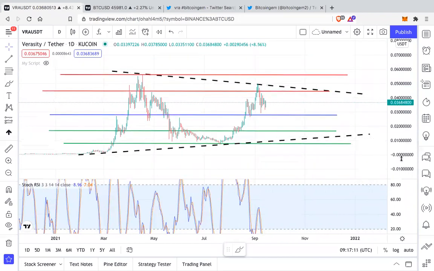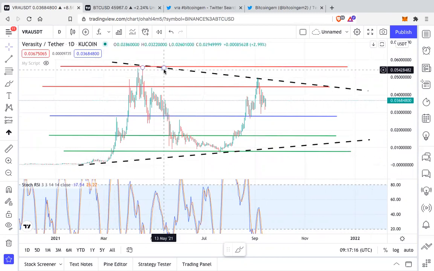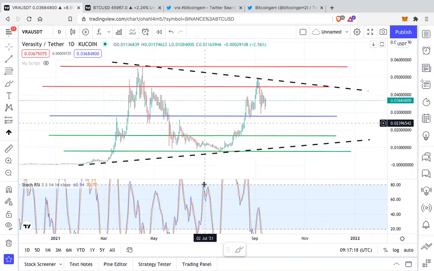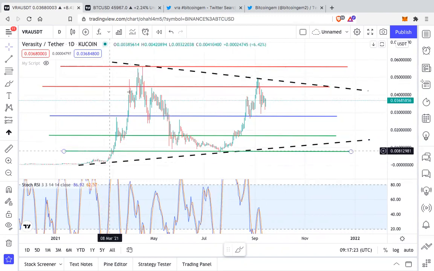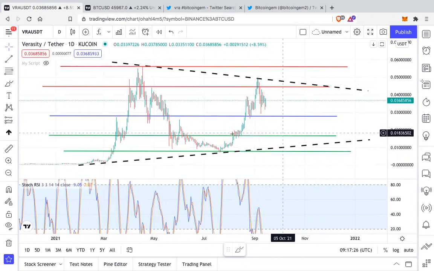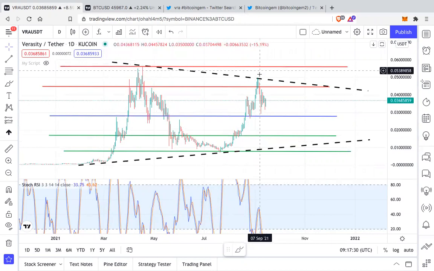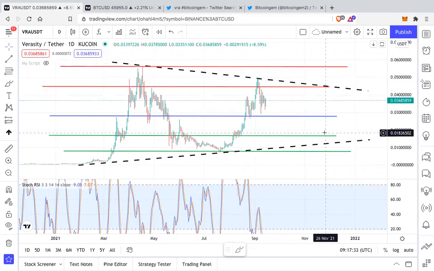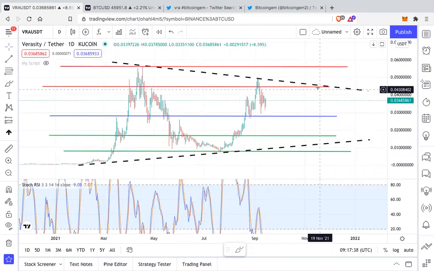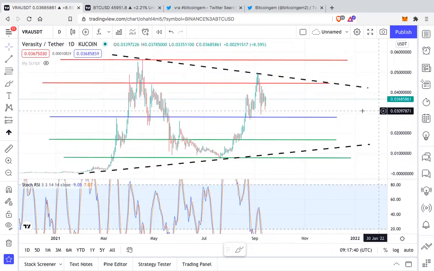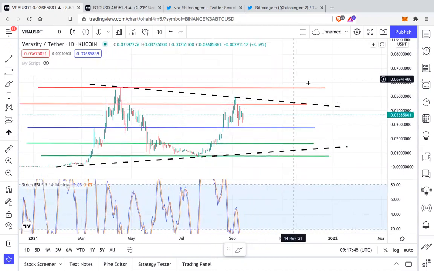The first thing that I see, which I also want you to observe, are the dotted lines, the black dashed lines over here and over here. Basically, VRA is playing in this range since the beginning of 2021. So we are in one giant bullish pattern, in my opinion, and we are playing beautifully in this range. And once we break out of this upper resistance, I expect VRA to create a massive move up.